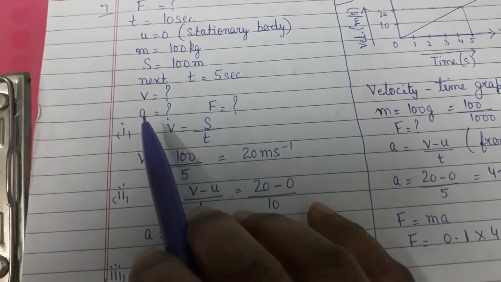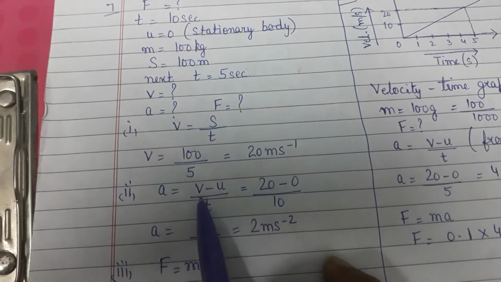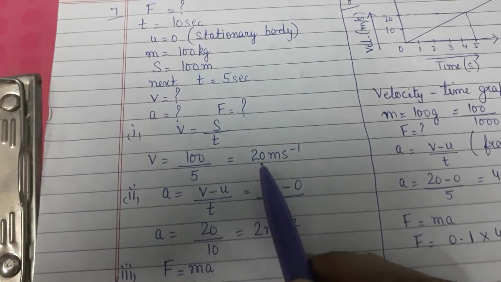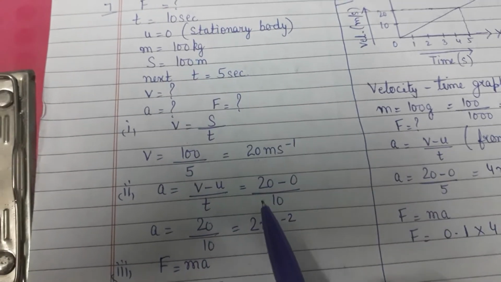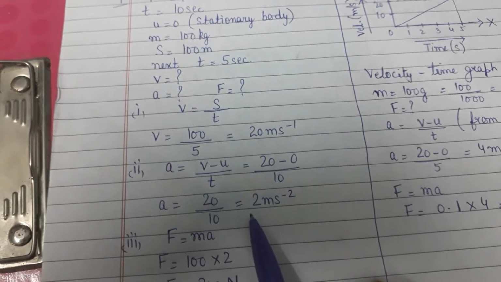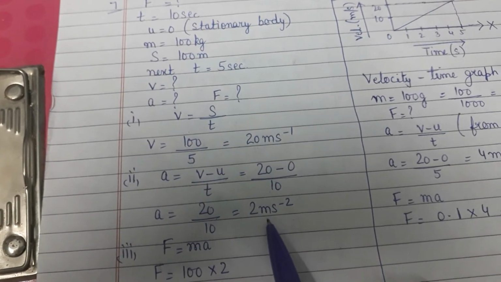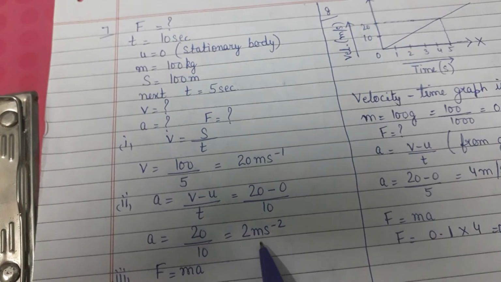After that, we need to work out the value of acceleration. V minus U over T is the formula. Simple. What is the value of V? 20. What is the value of U? 0. Upon 10. And that works out to 2 meters per second square. That is the acceleration of the body.